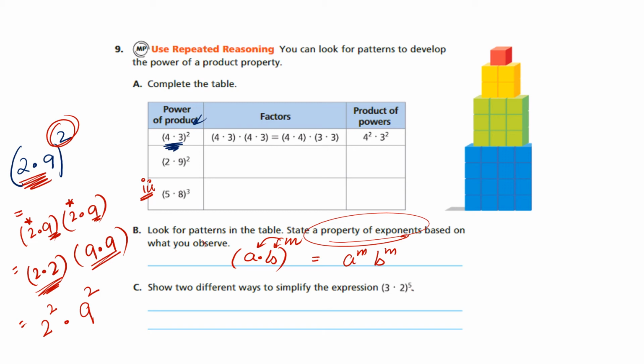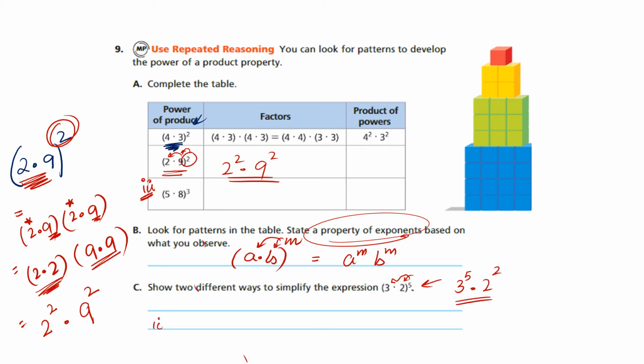Look at this one. Okay, again here. It means this 2 is on the 2 and this 2 is on the 9. So see, by using the power property alone and the two numbers which were multiplying inside, you can write the power on individual numbers. Show two different ways to simplify this question. So the first way, you write the 5 on the 3 and write the 5 on the 2. Okay, this is the first way.